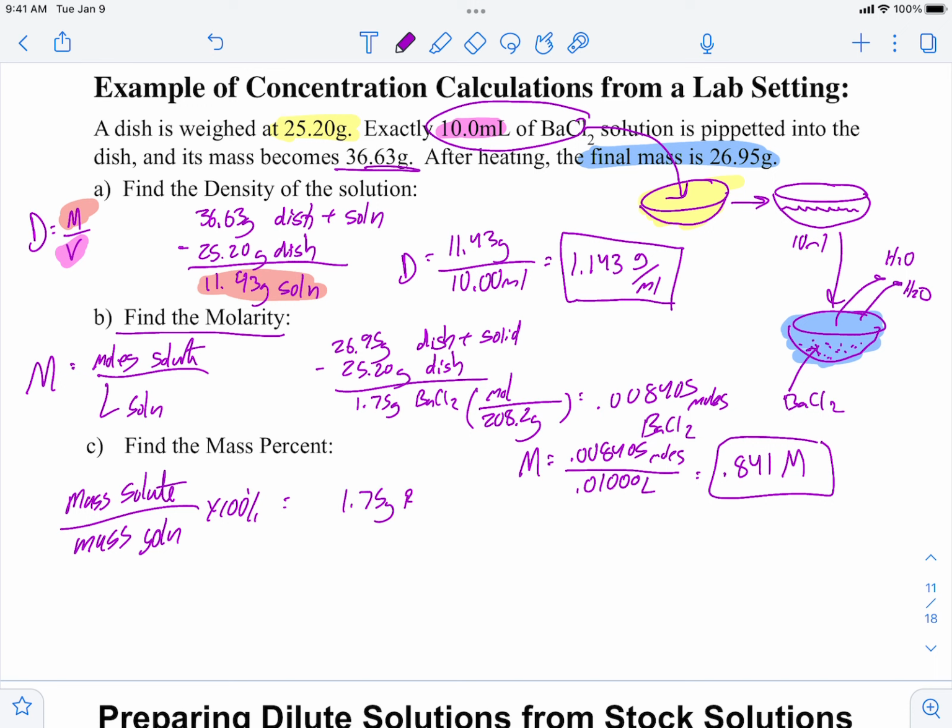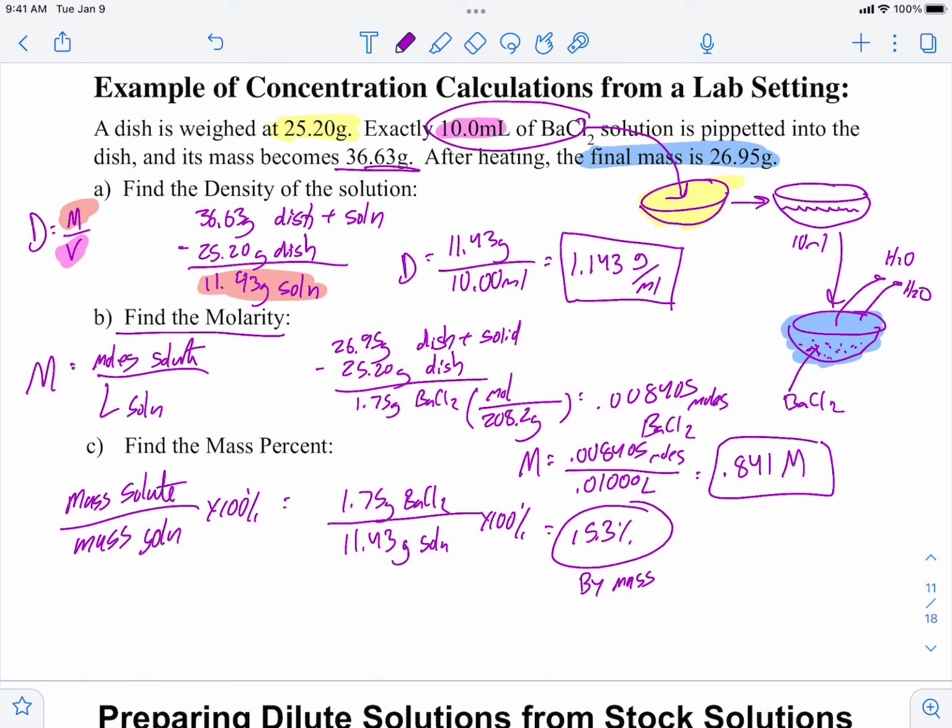1.75 grams of the barium chloride solute divided by, what is my mass of solution? Also on the screen. It's a lot on there, but it's somewhere in there. Might even be highlighted. 11.43 is the mass of the total solution. Therefore, 1.75 divided by 11.43 times 100. We're looking at a 15.3% solution by mass.